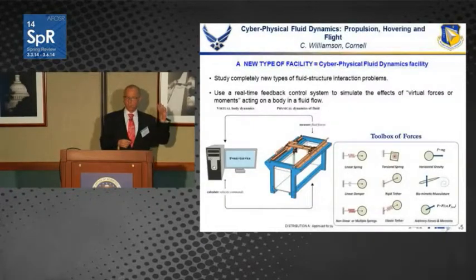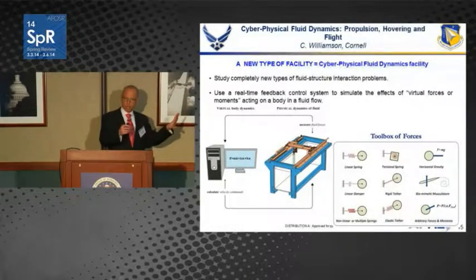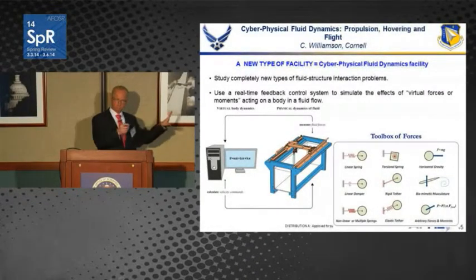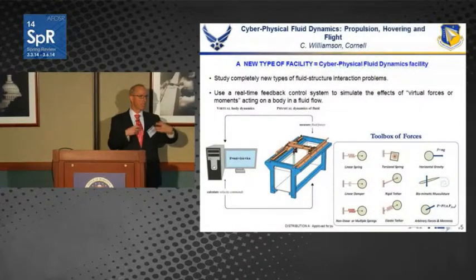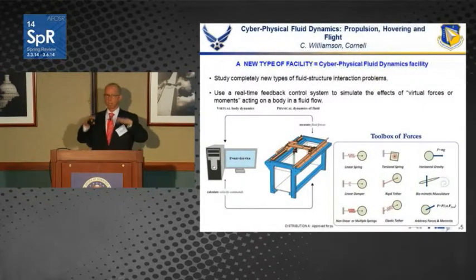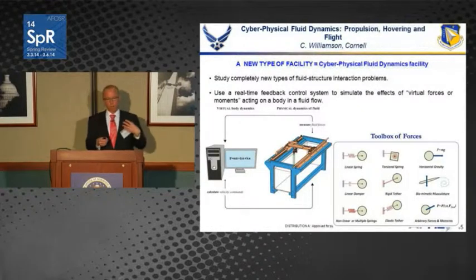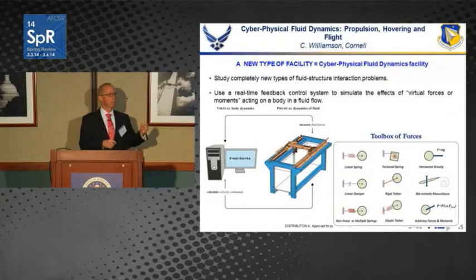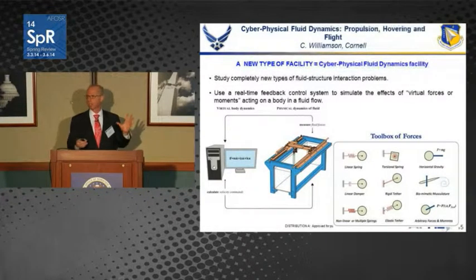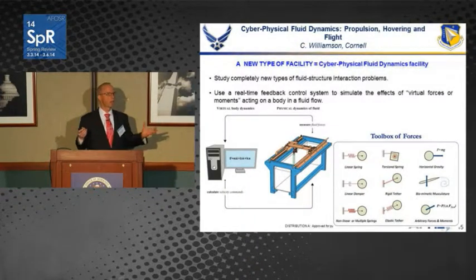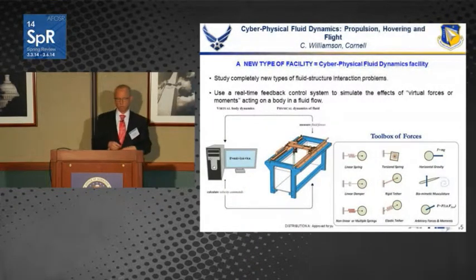Okay. So those are cases where we're actuating something purposefully and looking at the dynamics. What about flexibility? How can we begin to introduce flexibility into a flow field, but in a controlled way that doesn't introduce too many complicating features all at one time? And so what Charles Williamson at Cornell has done is he said, well, I've got this idea for a facility which he calls the Cyber Physical Fluid Dynamics Facility. I think it goes by a variety of names out in the community, including something called a model following approach.